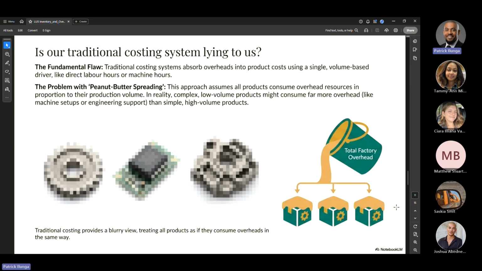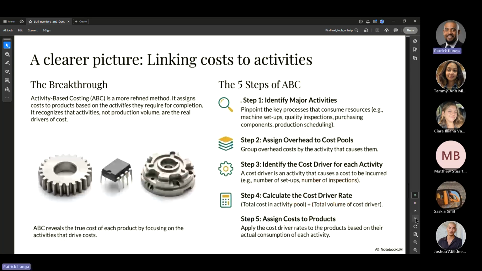There is a more accurate way of doing things, and that is this one. And that's where we're going to end tonight. But just to give you an idea, what is this? The ABC is more accurate because it's activity-based costing. It is a more refined method. It assigns costs to products based on the activities they require for completion.